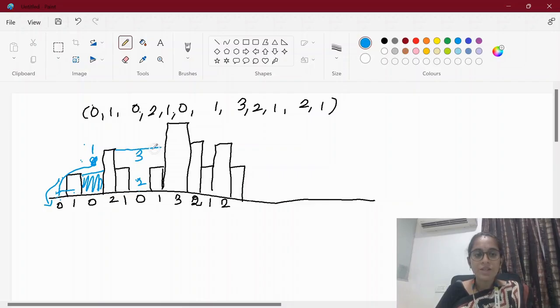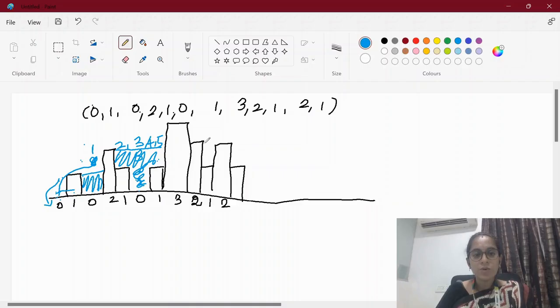So here 2 units of water has been stored. From this one position, here 1 unit, here 1 unit will be stored. Totally how many units? 2, 3, 4 and 5 units of water will be stored. Here 1 unit, here 2 units and here 1 unit. So in total here we have 1 unit of water.